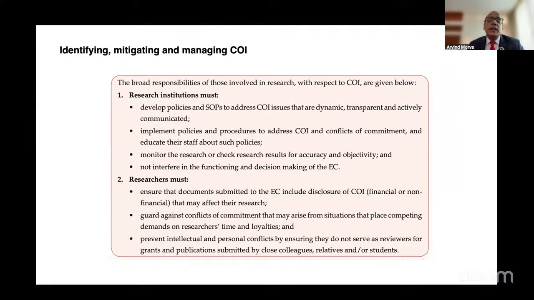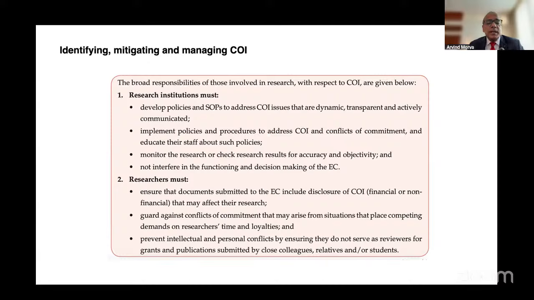So again, confidentiality and conflict of interest are very important in all research and clinical trials. There are responsibilities bestowed on the research institutions as well as the researchers. So the research institute develops policies and SOPs to address conflict of interest issues that are dynamic, transparent, and supported by active communication.